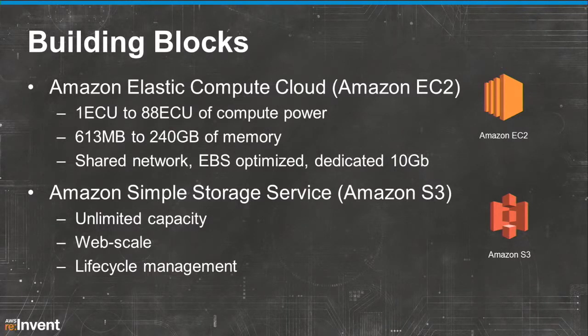We have Amazon Simple Storage Service, or Amazon S3. Unlimited capacity: you pay for what you use, not what you provision, so you can just keep putting objects in and only pay for what's there. Web scale, when I say web scale, I mean it scales horizontally. So the more clients, the more connections you point to S3, the more throughput and capacity you're going to get out of it. It supports features like lifecycle management, the ability to cycle content out of S3 into Glacier or delete content after a predetermined amount of time.